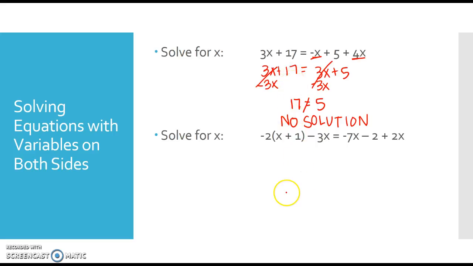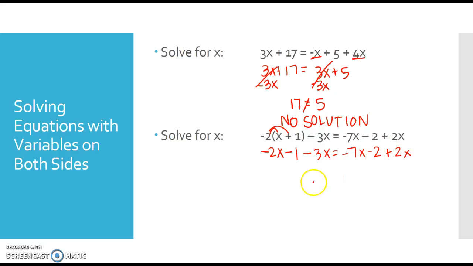All right, so for the second one, I'm going to solve for x. I have negative 2 times x plus 1 minus 3x equals negative 7x minus 2 plus 2x. Same as the other one, I'm going to go ahead and distribute the negative 2, because if I divide everything else by negative 2, it doesn't go into 3 and 7. So I wouldn't have very pretty numbers. So I'm just going to go ahead and distribute. So you have negative 2x minus 1 minus 3x equals negative 7x minus 2 plus 2x.